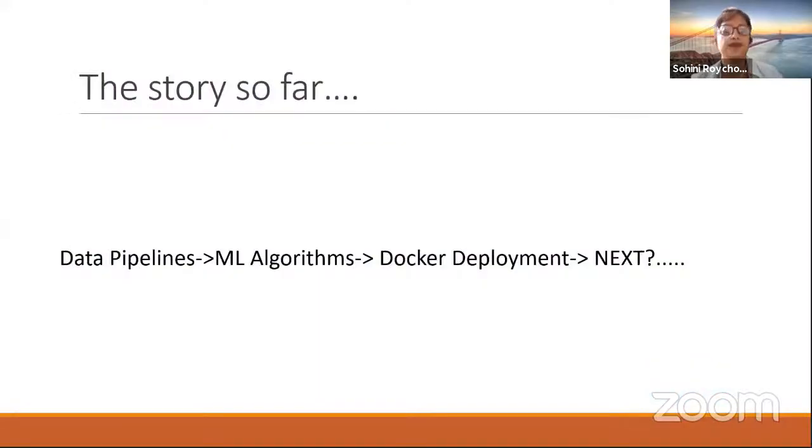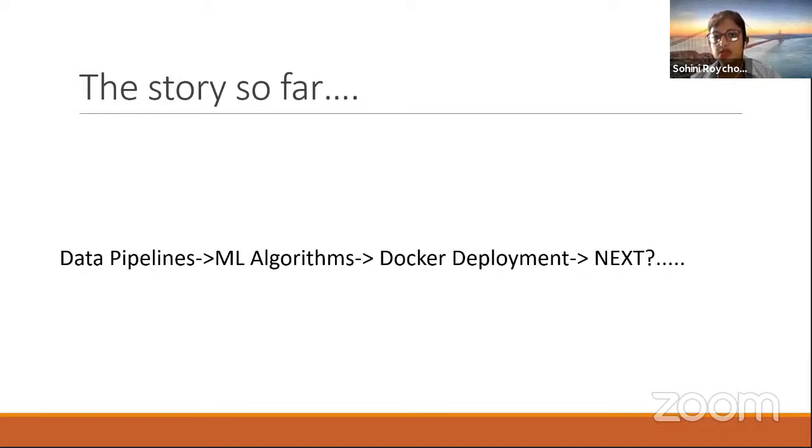So let's get started. The story so far, let's recap what we have learned. If you have machine learning algorithms, the first step is always to start with the data pipeline. And then you have ML algorithms using the data that you just scraped out, whether it's video or text data, whatever it may be. You take this data and then you create an ML algorithm from it.